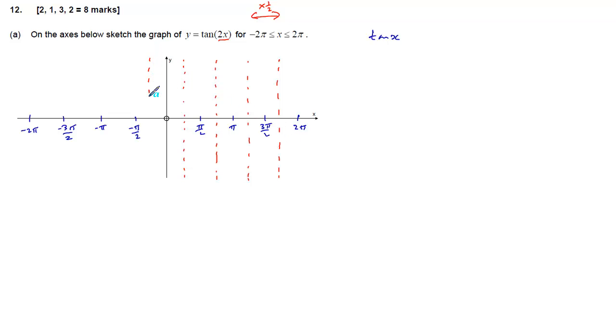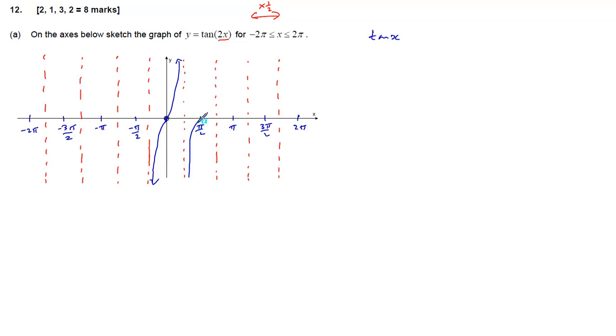So we can see there's going to be one here, at negative pi by 4, there's going to be one here, there's going to be one here, and there's going to be one here. Now, tan of 0 is 0, and we know what the tan looks like. So it's going to come up here, through here, and then off up there. And that's just going to repeat.